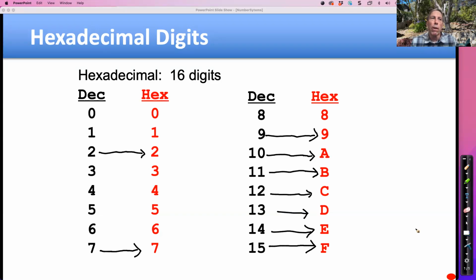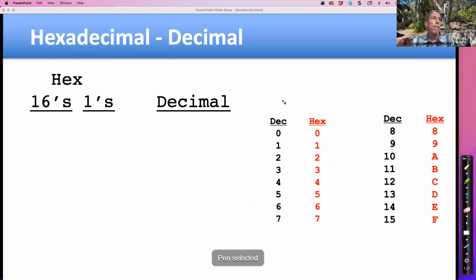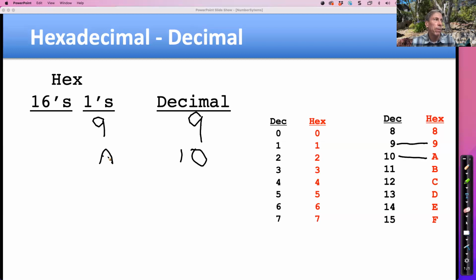So let's take another look at this. We said that if you are 9 years old in decimal, you are 9 years old in hex. If you are 10 years old in decimal, you are A years old in hex. Same value. Let's keep on going. If you're 14 years old in decimal, you are E years old in hex. If you are 15 years old in decimal, you are F years old in hex.